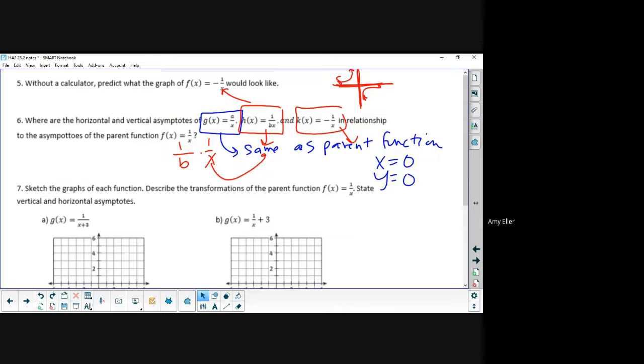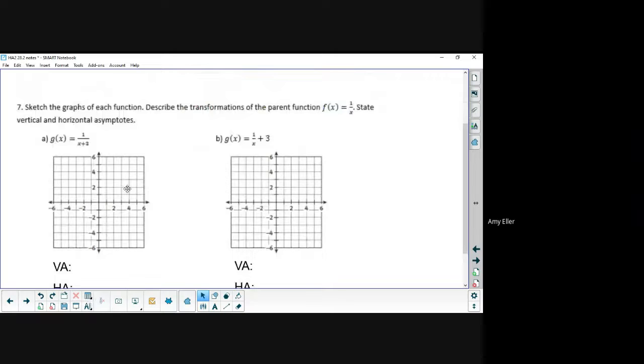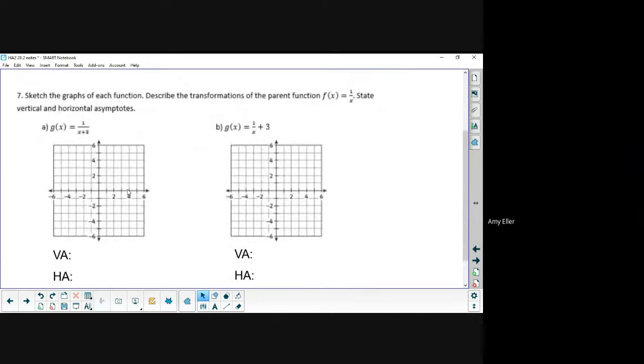Does that mean they'll always be the same? No. We have not done the left and right yet. Left and right's pretty quick. Let's look at number 7. Which of these in 7 do you think is going to move left and right? A. What do you think is going to happen in B? Up 3. Let's just do A then. Plot the parent function. Is it going to go left or right? Left. Opposite of what you think, just like all of the other parent functions have moved.